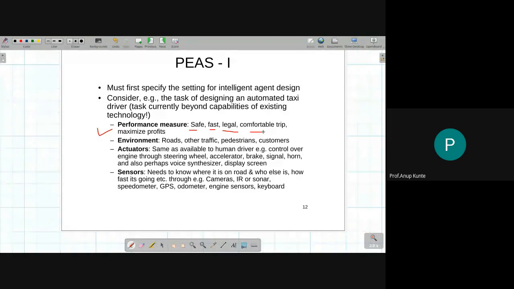So if I'm talking about an automated taxi, an autonomous taxi for that matter, the customer just needs to come to the taxi, sit in it, and tell where he wants to go, and the taxi takes him there. Then what could be the performance measure? There could be different kinds of performance measures depending on where this particular taxi is plying.